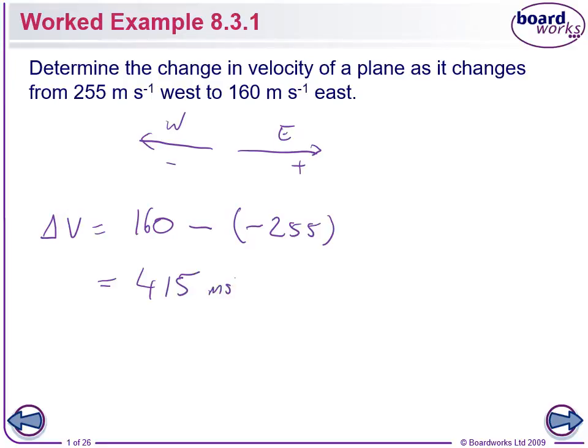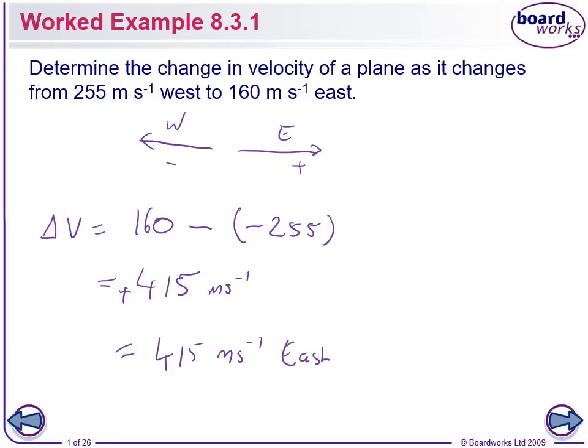meters per second. Okay, now this 415, is that positive or negative? Just from our equation, positive. So is it east or west? East. So because that 415 is positive, that just tells us that it is 415 meters per second east.